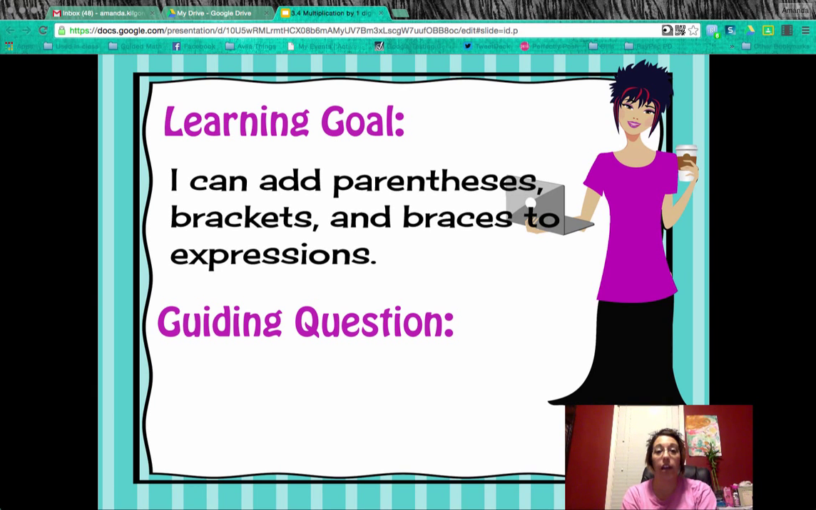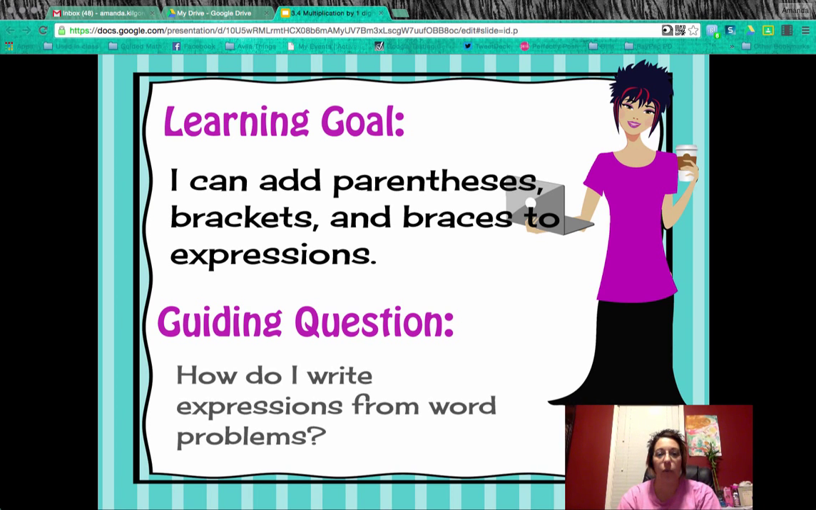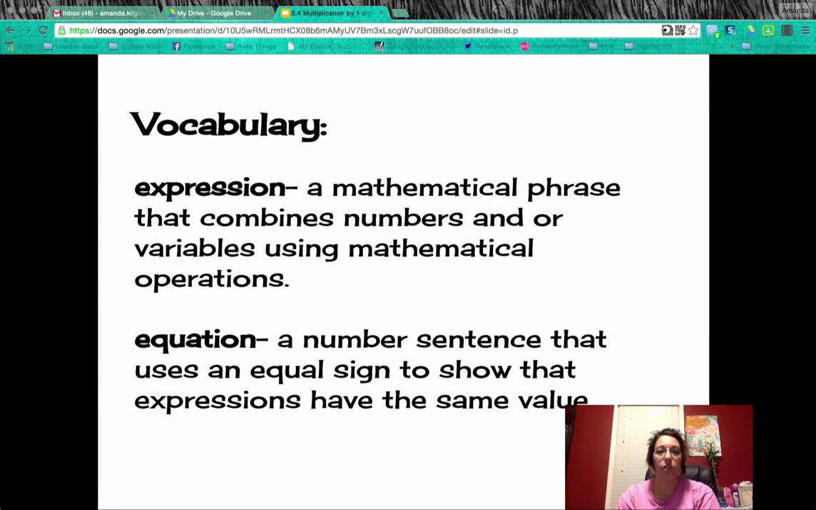Our learning goal today is I can add parentheses, brackets, and braces to expressions. The guiding question is, how do I write expressions from word form? So let's review the vocabulary we've learned in the past few lessons.